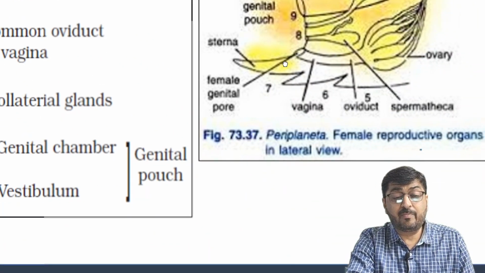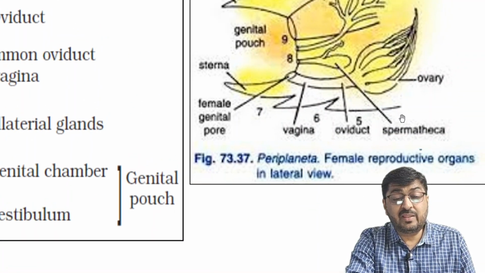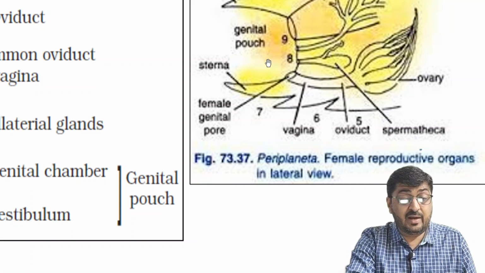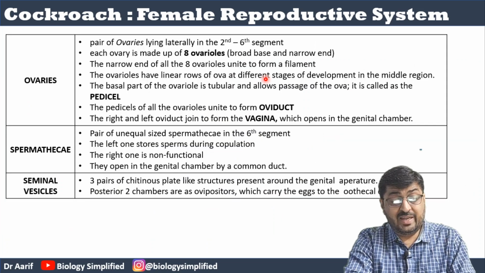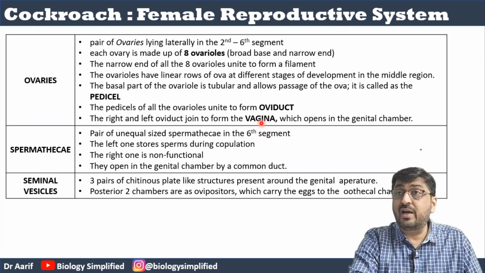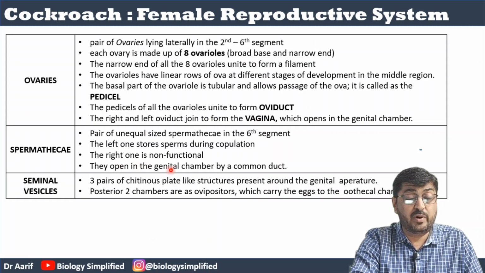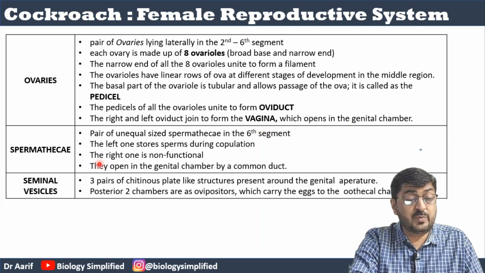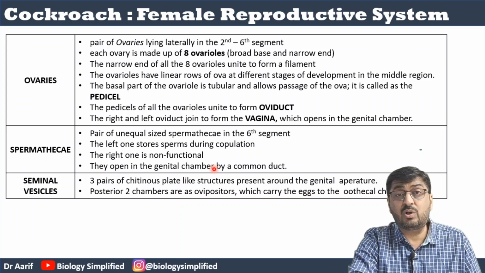Come back to the diagram. Look at the spermathecae. Can I see the inflated balloon? This should be the left. The deflated one should be the right. Can I have a common duct here? Yes, this is a common duct, and it is opening into the genital pouch here. So we are going according to the description which is given. The vagina opens in the genital chamber. The spermatheca is opening in the genital chamber or the genital pouch.